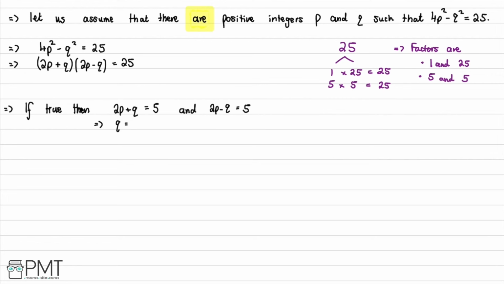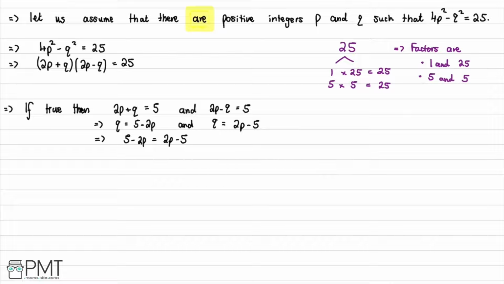So we can rearrange this, and say that q is going to be equal to 5, and we subtract 2p. Likewise, on this side, we're going to solve for q. We add q to both sides and subtract 5 from both sides. So that's going to be 2p minus 5. And then what we do now is equate these. So we have that 5 minus 2p is going to be equal to 2p minus 5.